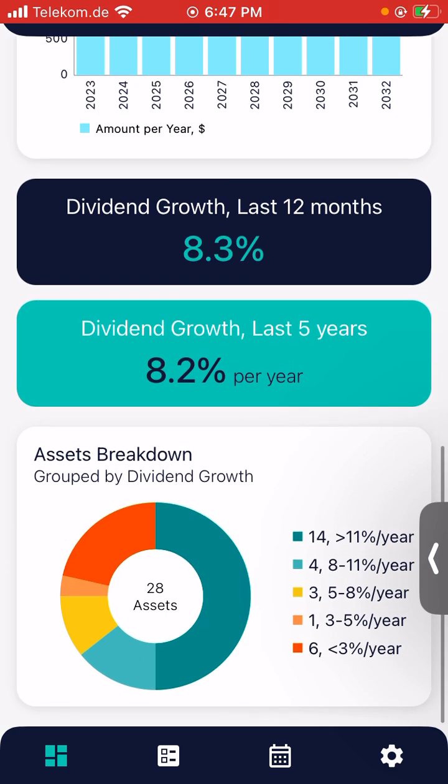And the last information that you find on the first tab of the DivTrack app is the assets breakdown grouped by dividend growth. So as you can see, half of my portfolio is made of companies that have grown their dividends by more than 11% per year. And the rest is companies that have increased at different rates. So you see that I have 4 companies that have increased their dividends by 11%, 8 to 11%, 3 companies between 5 to 8%, 1 company between 3 and 5%, and 6 companies below 3%.